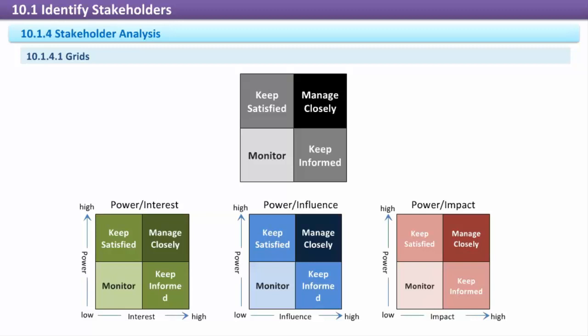The levels of interest, power, or influence for stakeholders in a project are not always static, so a project manager wants to monitor all stakeholders for a change that moves them into another quadrant requiring a different management strategy. Commonly used grids are power interest, power influence, and influence impact.